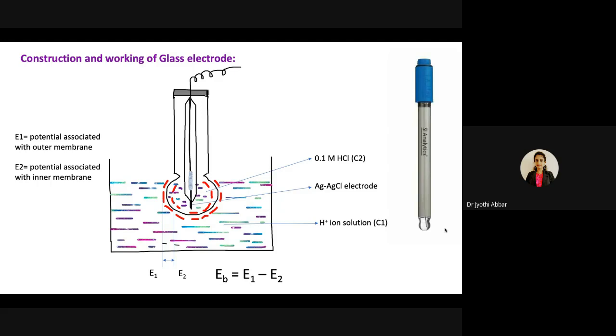Another one is the electrode cannot be used to determine the pH above 12. Above 12, we cannot determine. Can you tell me what might be the reason?